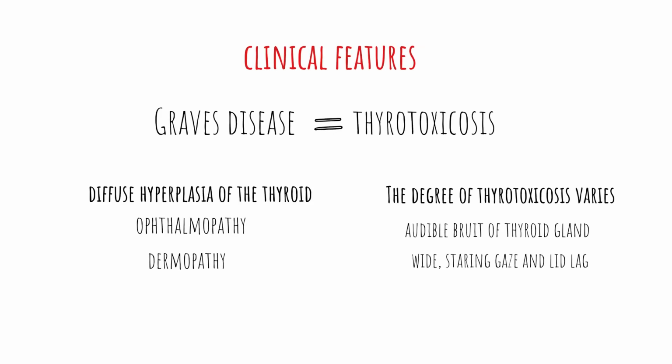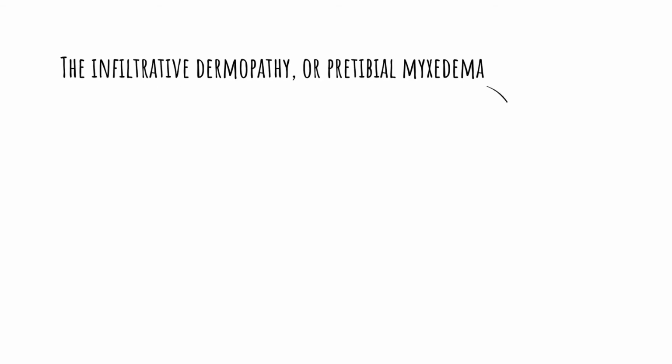Sympathetic overactivity produces a characteristic wide, staring gaze and lid lag. The ophthalmopathy of Graves' disease results in abnormal protrusion of the eyeball, which is called exophthalmos. The extraocular muscles often are weak. The exophthalmos may persist or progress despite successful treatment of the thyrotoxicosis, sometimes resulting in corneal injury.